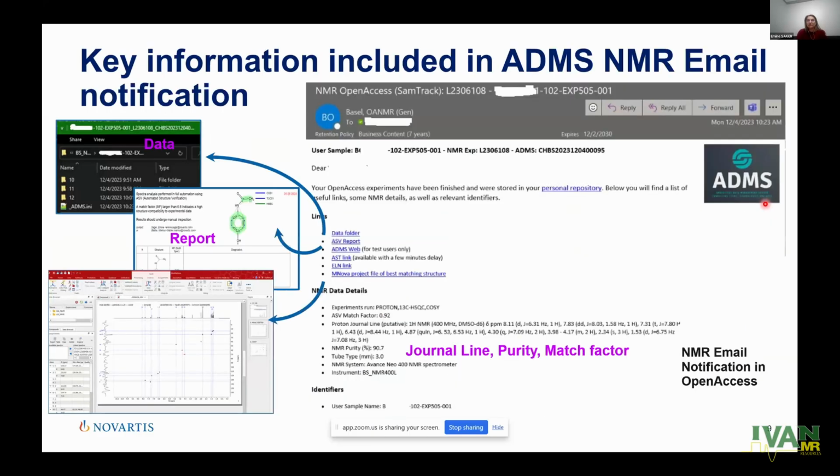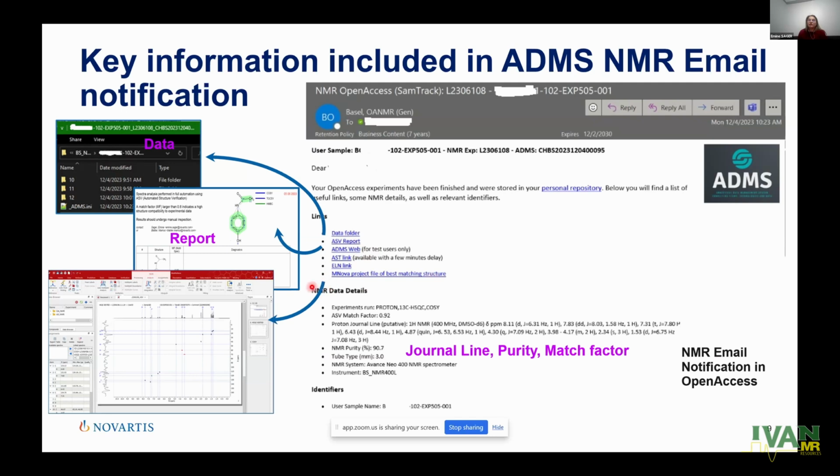Here, this is a typical email that the chemist will receive. So in the title, you have NMR open access. The spectrum number is 521. And then you have different links. A data folder link, you can click, and it will arrive on the raw data and the different information that you have in this raw data. The ESV report is also saved in this folder, but it can be opened automatically via the email, and an NMR project too.